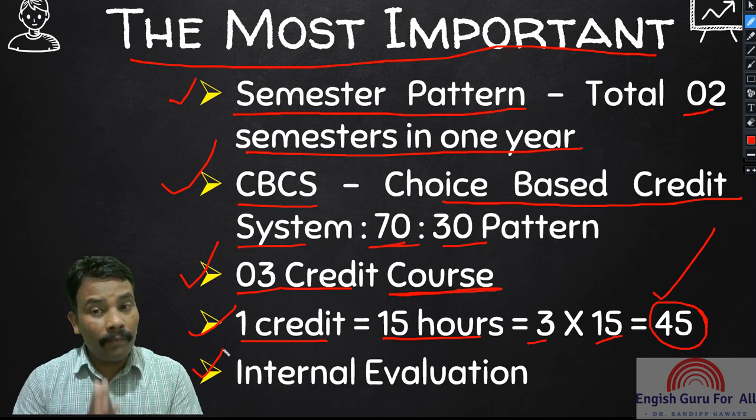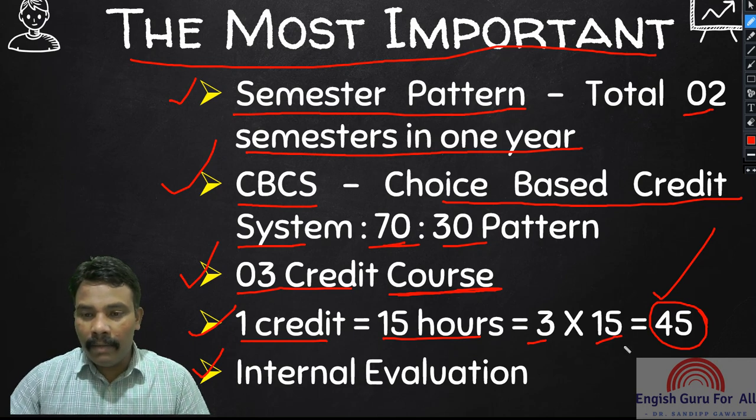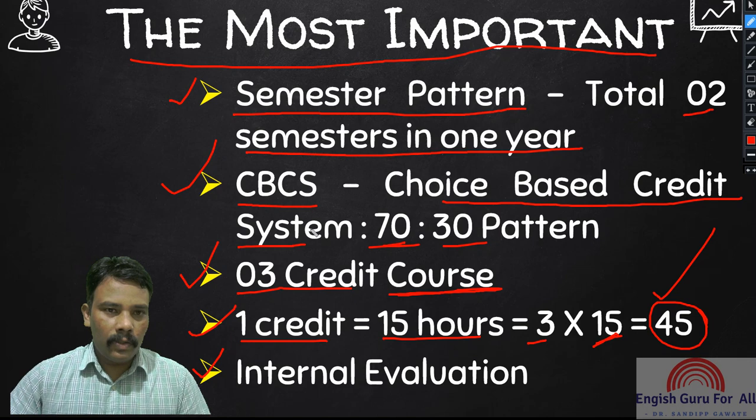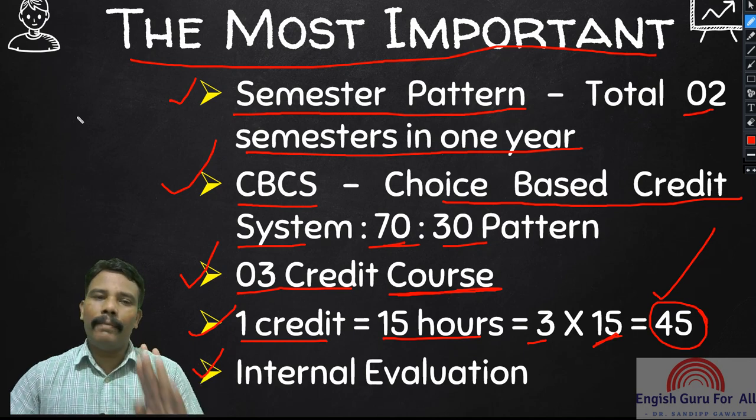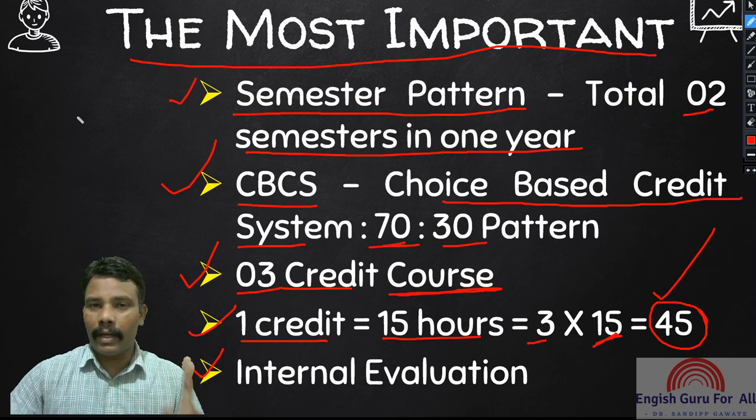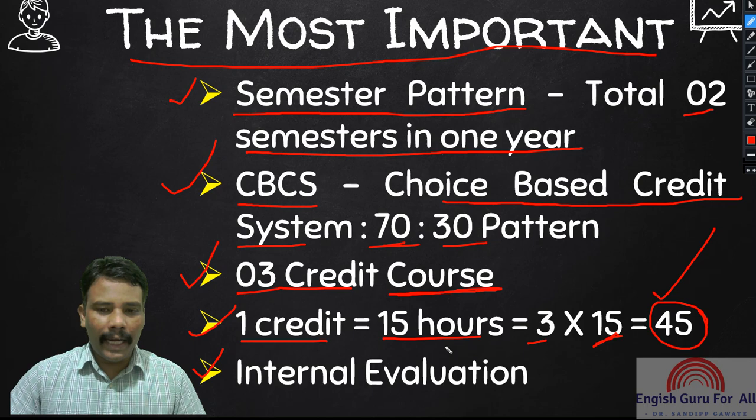is equal to 15 hours. It means 3 multiplied by 15 is equal to 45 hours. So I have to conduct 45 lectures and I have to complete the syllabus of compulsory English. I am talking about semester 1 only, and there will be internal evaluation. Already I told you about this one. Hope everything is clear here. Whatever is on the screen right now, it is clear.